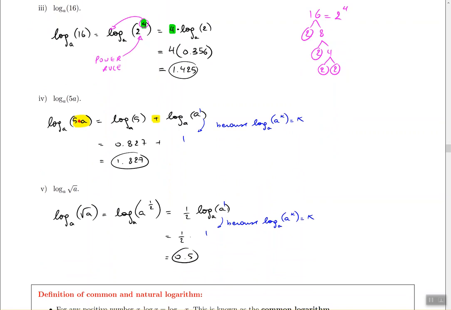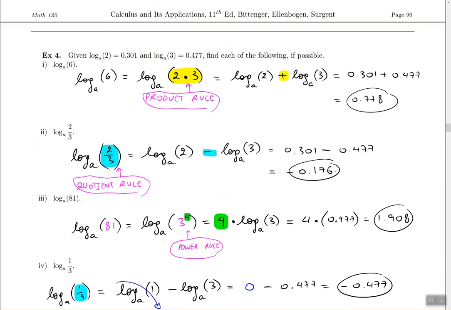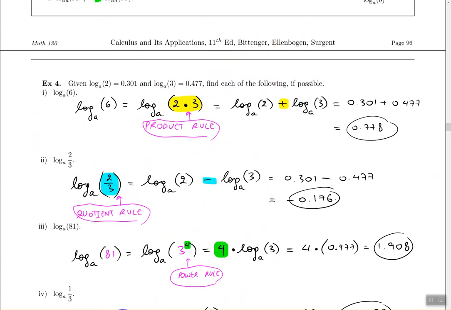And again, I used the same property on part 5. The difference here is I started first by erasing the square root and replacing it with 1/2. Okay, so hopefully that was clear. If not, go back and look at the video for example number 4. We did pretty much exactly the same things on this example.